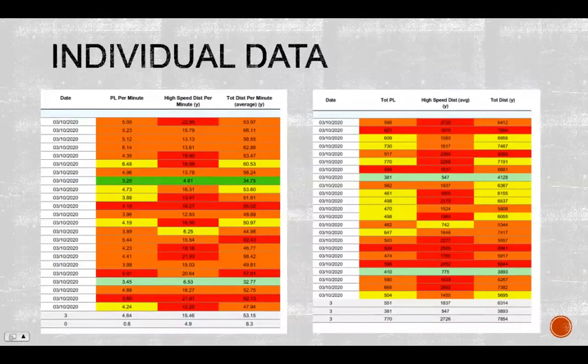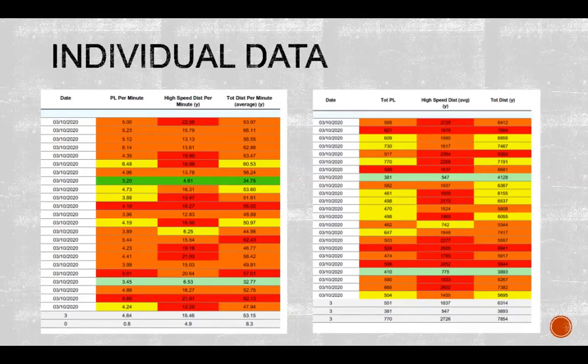Obviously, I included the names for the purpose of the presentation, but each one of these rows will represent one athlete. Looking at per minute, so density here on the left, and then totals here on the right. And it's color-coded based off of a dark red, orange, yellow, light green, and then a darker green. So those are just showing us deviations from their norm.